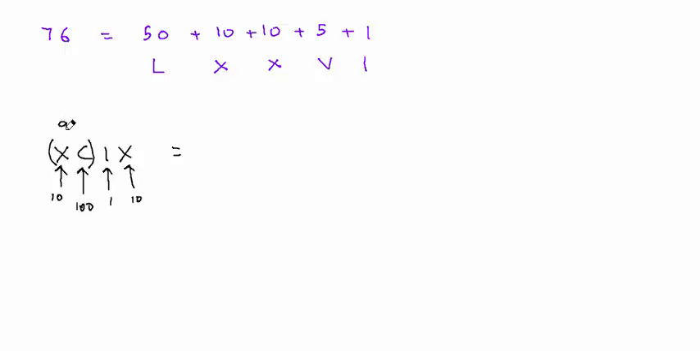So we have 90 over here, and similarly, because a smaller symbol representing 1 appears before a larger symbol representing 10, we do a subtraction. 10 minus 1, this is 9. So this number XCIX is 99.